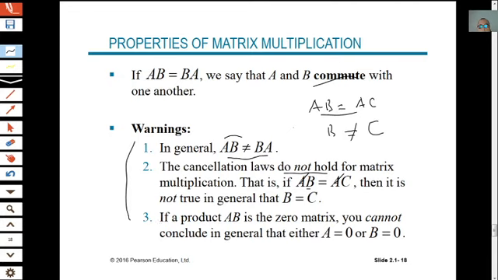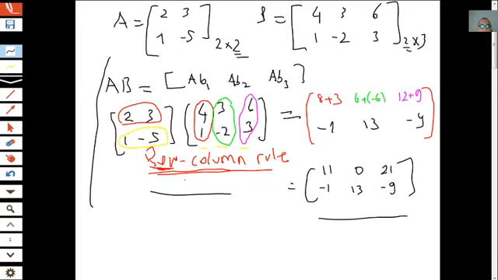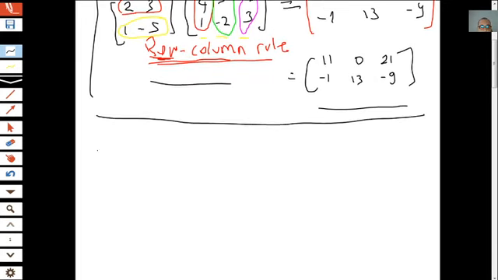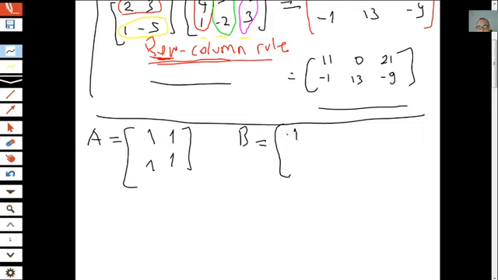If a product is the zero matrix, then you cannot conclude in general that either A is equal to the zero matrix or B is equal to the zero matrix. For example, A has the entries 1 1 1 1, and B has the entries minus 1 1, minus 1 1.